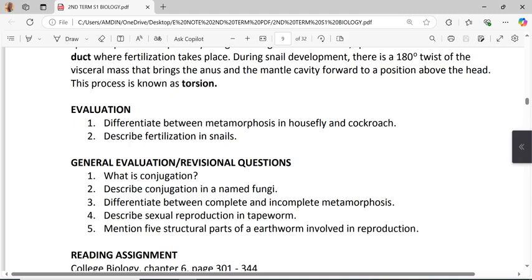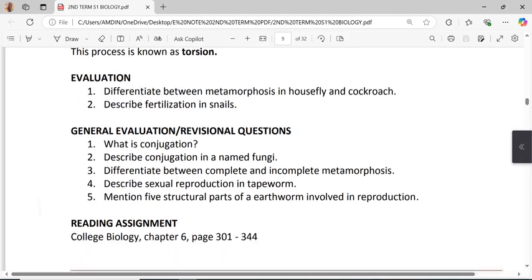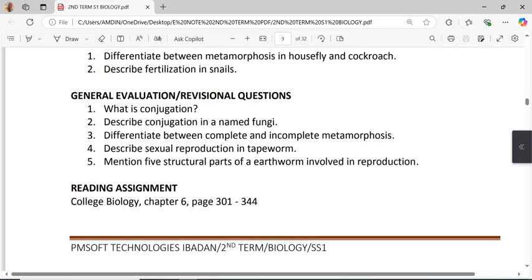General evaluation and revision questions. What is conjugation? Describe conjugation in a named fungi. Differentiate between complete and incomplete metamorphosis. Describe sexual reproduction in tapeworm. Mention 5 structural parts of earthworm involved in reproduction.